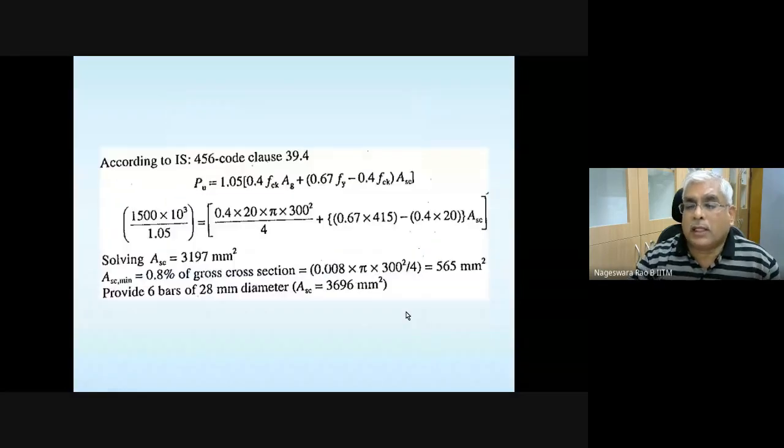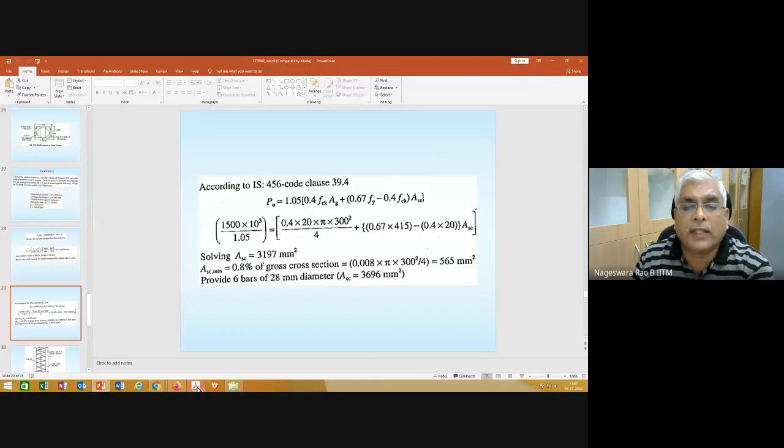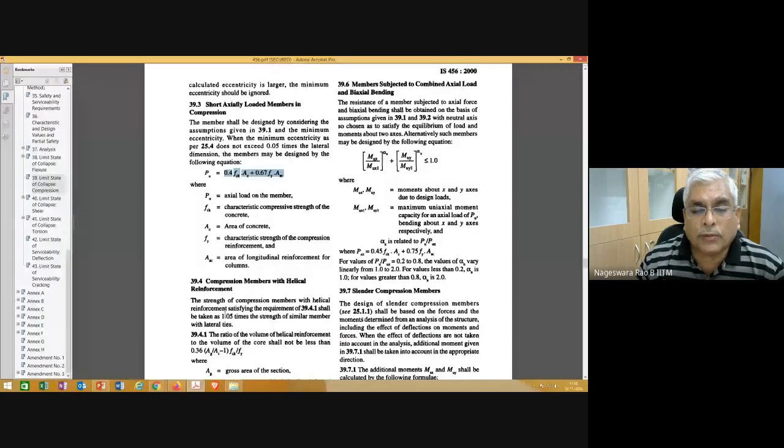And then once those two checks are passed, then you can actually make use of this equation, same equation, this one. But since now we decided to use helical reinforcement, the capacity of the section can be enhanced by 5%. That is what is mentioned here.